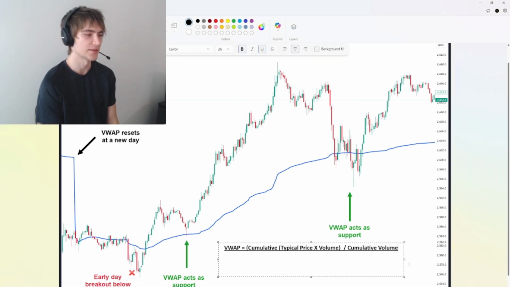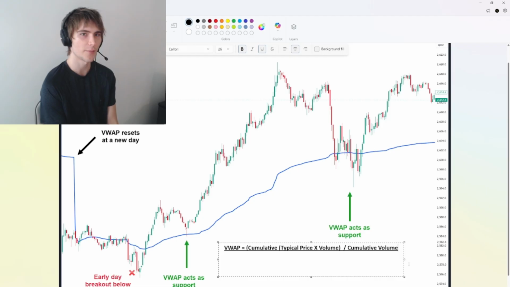VWAP is the average price a stock is traded at during a session, weighted by volume. It answers, what's the true average price considering where the real money traded? The formula is VWAP equals cumulative typical price times volume divided by cumulative volume, where typical price equals high plus low plus close divided by 3 for each period. It's cumulative, starts at the open and updates with every trade. Most platforms, TradingView, Thinkorswim, plot it automatically as a single line on intraday charts. It resets daily at market open, primarily an intraday tool.